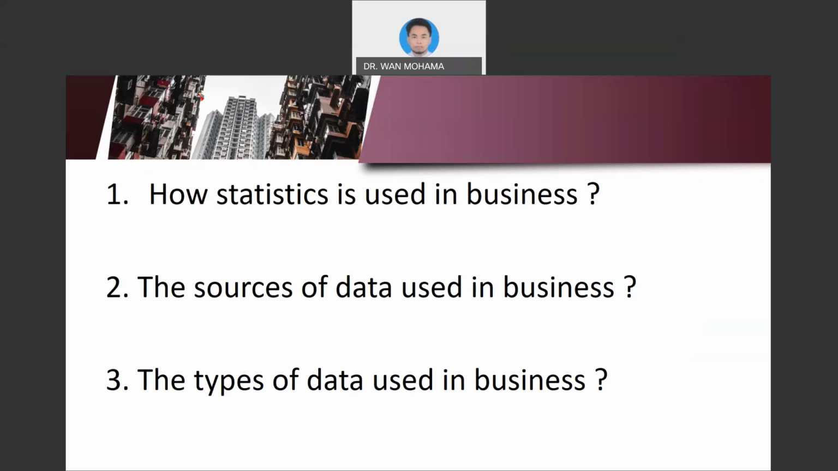Okay, and then the source of data used in business. Is it, you mean, primary or secondary data? I'm not sure. And then the type of data used in business. This question is too simple and I don't have any idea.